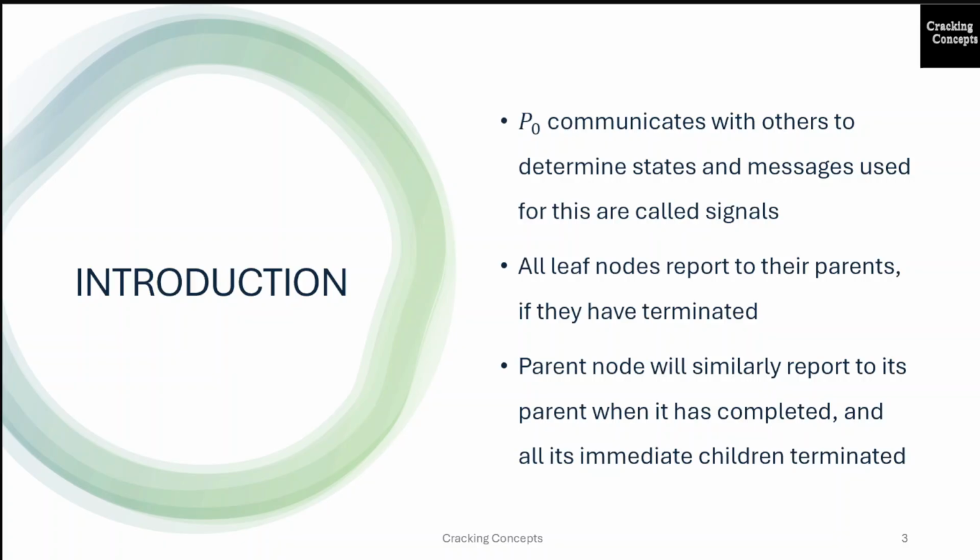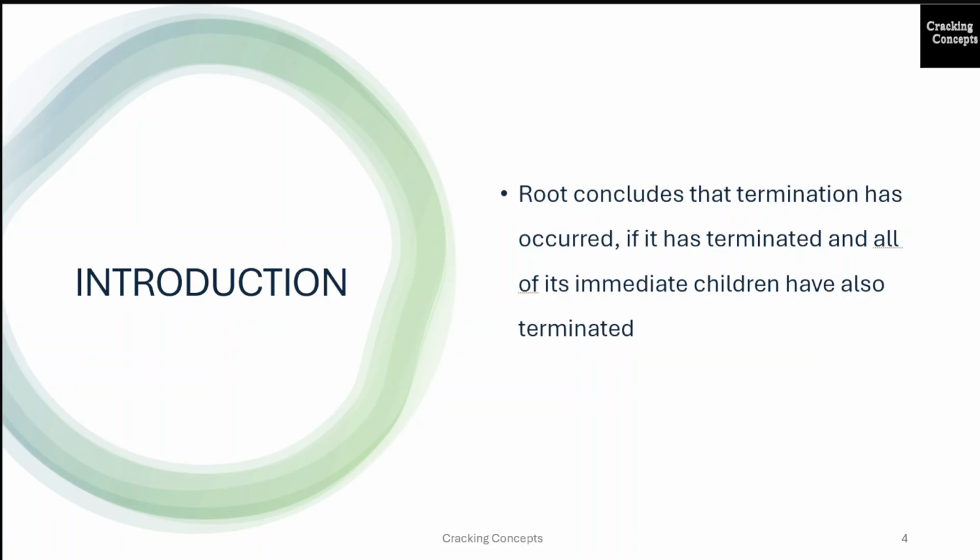Process P0 communicates with other processes to determine their states, and the messages used for this purpose are called signals. All leaf nodes report to their parents if they have terminated. A parent node will similarly report to its parent when it has completed processing and all of its immediate children have terminated, and so on. The root concludes that the termination has occurred if it has terminated and all of its immediate children have also terminated.